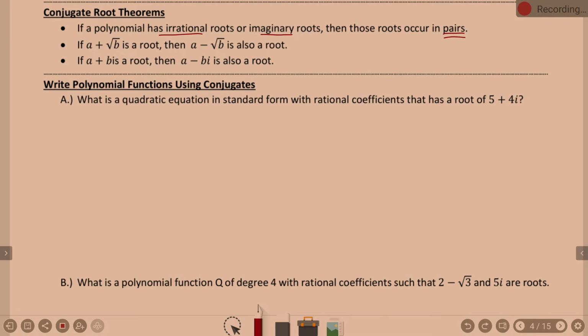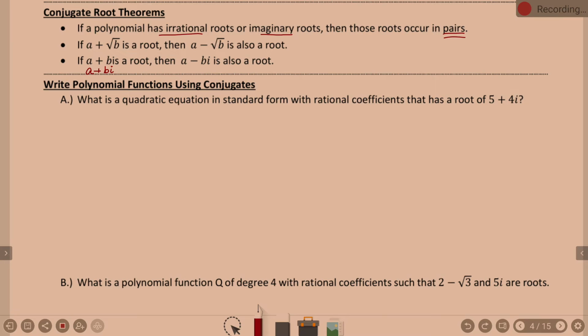Same thing in terms of imaginaries. If a, that's a little bit of a typo there, isn't it? That is supposed to say, if a plus bi is a root, then a minus bi is a root. I must not have caught that last year to fix it. Not sure how I didn't catch that, but if a plus bi is a root, then a minus bi is a root. Okay? So they always occur in pairs.